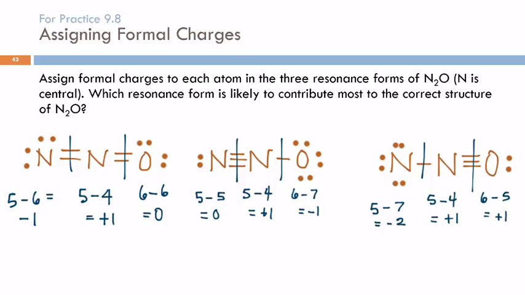You want the negative one on the more electronegative element. So here we have the negative on a nitrogen. Here we have the negative on an oxygen. Which is more electronegative? Oxygen. So that tells me that this is the most important resonance structure. It's the most important because it's the most stable. These two are probably going to contribute to it, but this is the most stable.